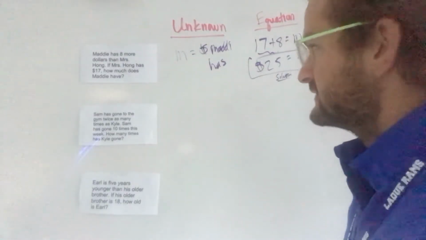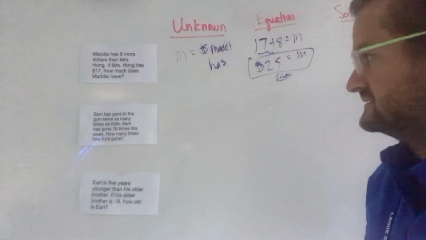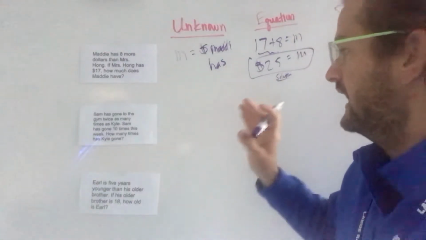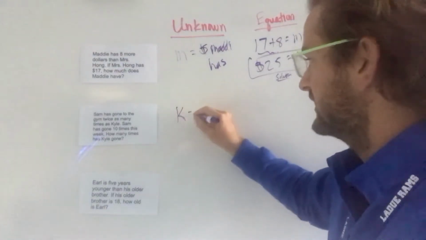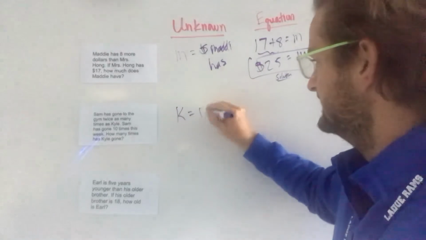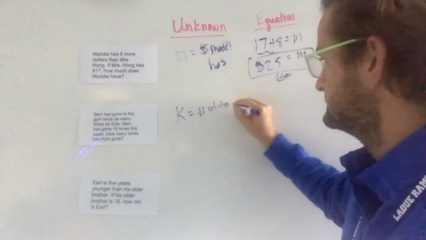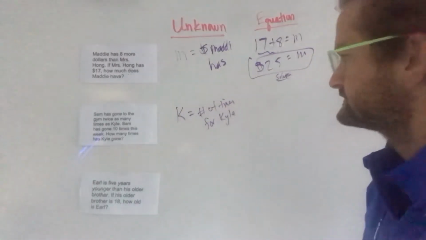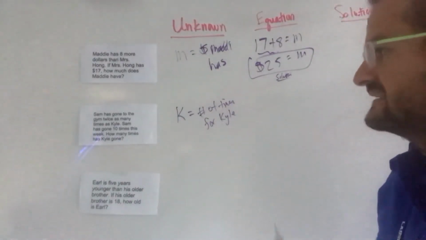The next one: Sam has gone to the gym twice as many times as Kyle. Sam's gone 10 times this week. How many times has Kyle gone? We don't know how many times Kyle's gone, so let's use that as one of our variables. I'm going to call it K. K is the number of times for Kyle.